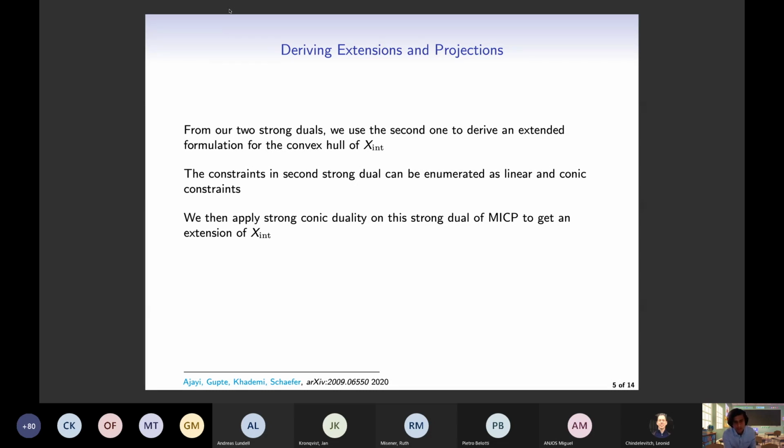So this paper that I've cited at the bottom is not what I'm talking about, but that paper is just about continuous conic duality and characterizations of strong duality and a bunch of other things, but just the continuous conic problem. So we use some strong duality results from that companion paper in this mixed integer conic paper.